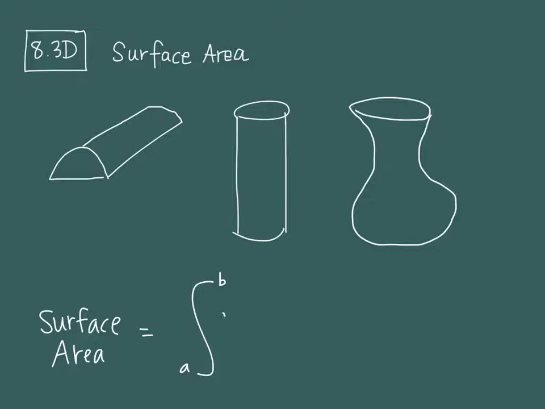All right, so we're going to take the length of the curve, which we just learned, so the square root of 1 plus dy dx quantity squared. And then to bring 3 dimensions into this, because we need surface area, we will have 2 pi y.